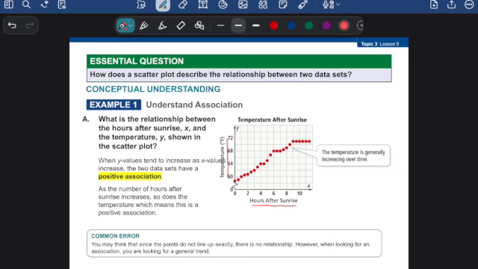And we can see all of these data points. It's not perfectly a straight line, but we can see that in general, as the time after sunrise increases, as we move to the right, then we also move up. Our y-axis, our temperature also increases. So if both input and output increase, then this is called a positive association. If I were to make a line to best represent the data, it has a positive slope. So this is called a positive association when as x increases, y also increases.